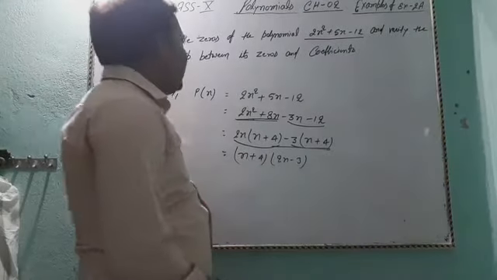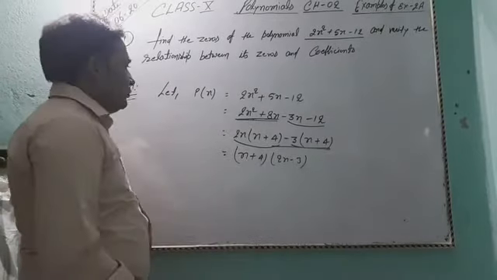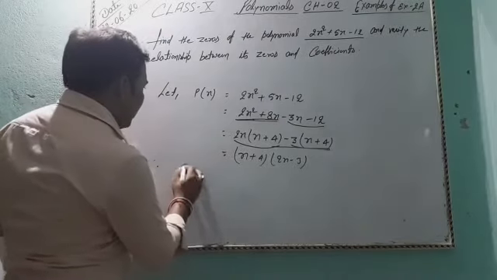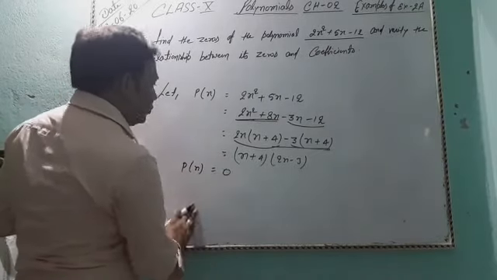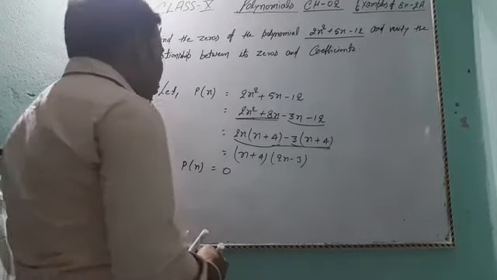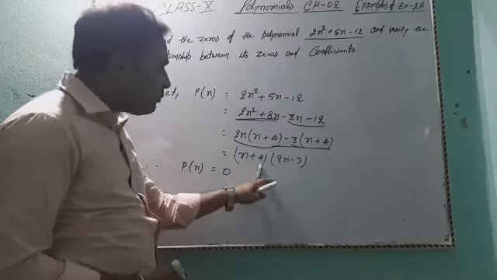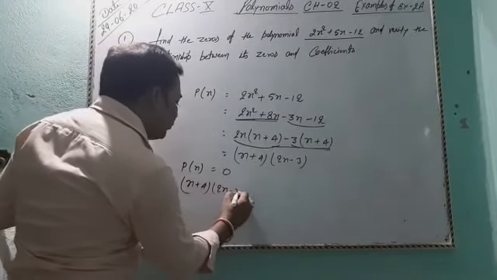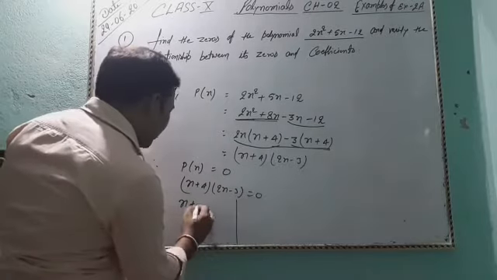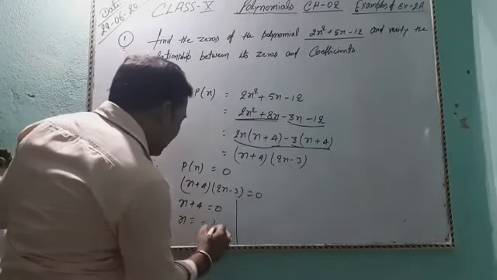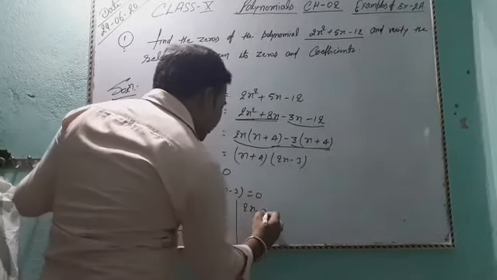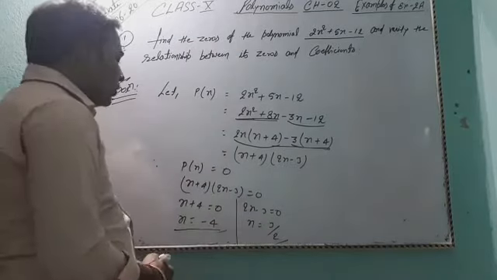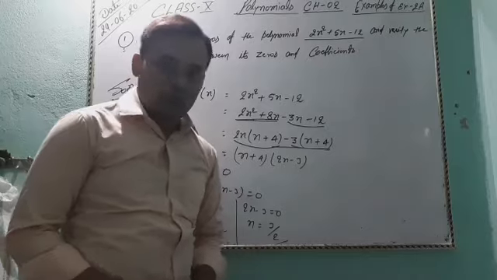Okay, and the zeros of the polynomial: p(x) equal to 0. Therefore p(x) equals 0. It means 2x square plus 5x minus 12 equals 0. It means x plus 4 into 2x minus 3 equals 0. If x plus 4 equals 0, then x equals minus 4. And if 2x minus 3 equals 0, then x equals 3 by 2. And the two zeros of this polynomial are minus 4 and 3 by 2.